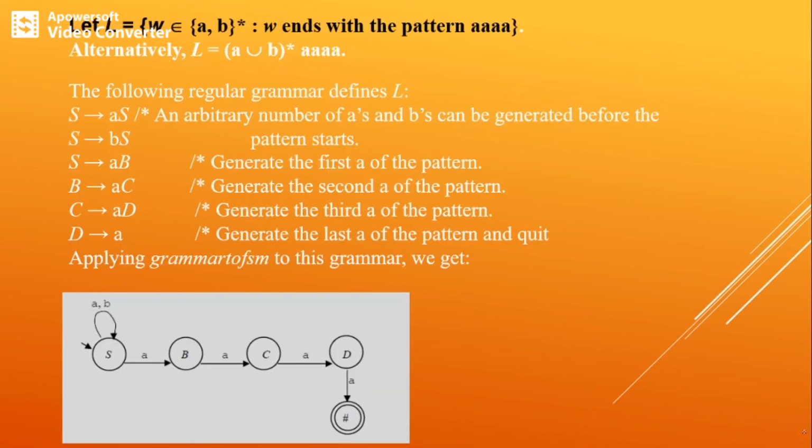Next we have one more example. L equals W belongs to {A, B} star, W ends with pattern A. The regular expression for this language is (A union B) star A. Right? Because W ends with pattern A, so an A must be there at the end, and before that it can be a combination of A and B. So that's why (A union B) star.